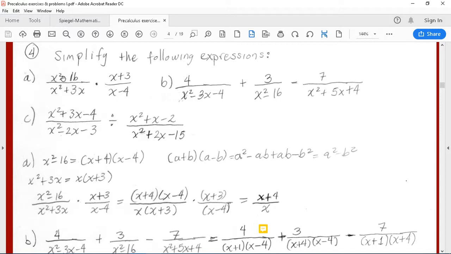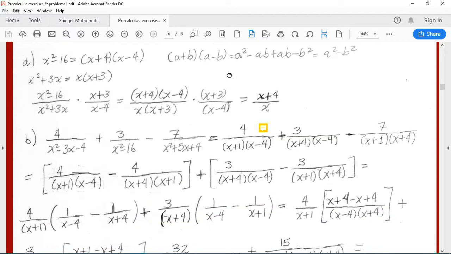First one, x squared minus 16 over x squared plus 3x times x plus 3 over x minus 4. Second exercise, 4 divided by x squared minus 3x minus 4 plus 3 over x squared minus 16 minus 7 over x squared plus 5x plus 4. And the third, x squared plus 3x minus 4 over x squared minus 2x minus 3 divided by x squared plus x minus 2 over x squared plus 2x minus 5.